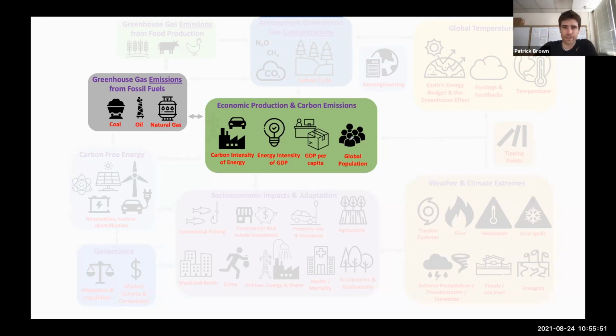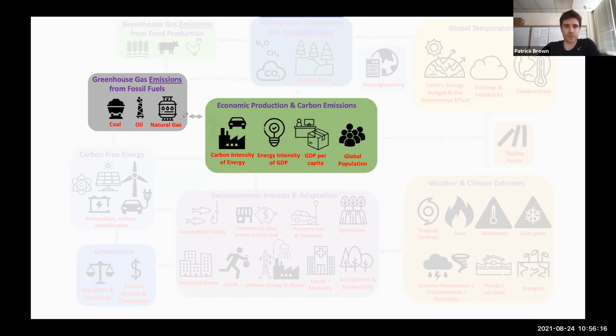So if any of these things go up, if global population goes up, if consumption and production of goods and services goes up, if the amount of energy that it takes to produce a given amount of goods and services goes up, or if the CO2 that it requires to produce a given amount of energy goes up, then greenhouse gas emissions will go up. And conversely, if any of those things go down, then greenhouse gas emissions go down.